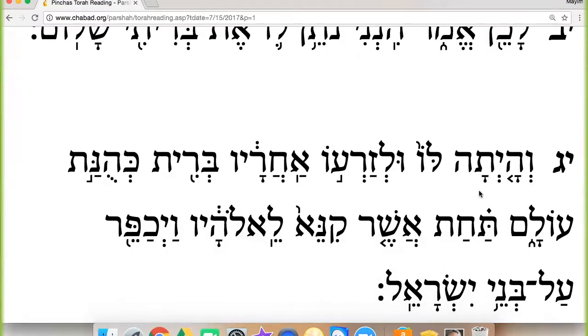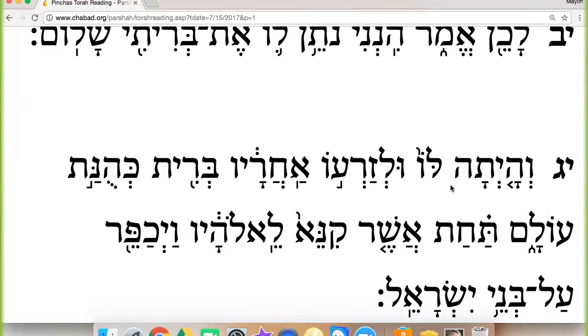You can look at the previous pasuk. The covenant. Good. And it will be to him. Right. So it's literally the perfect tense, but the vav is making it "will be" instead of "was." But hayta is "was," past tense. But because of the vav, it's "will be." Right. And it will be to him.